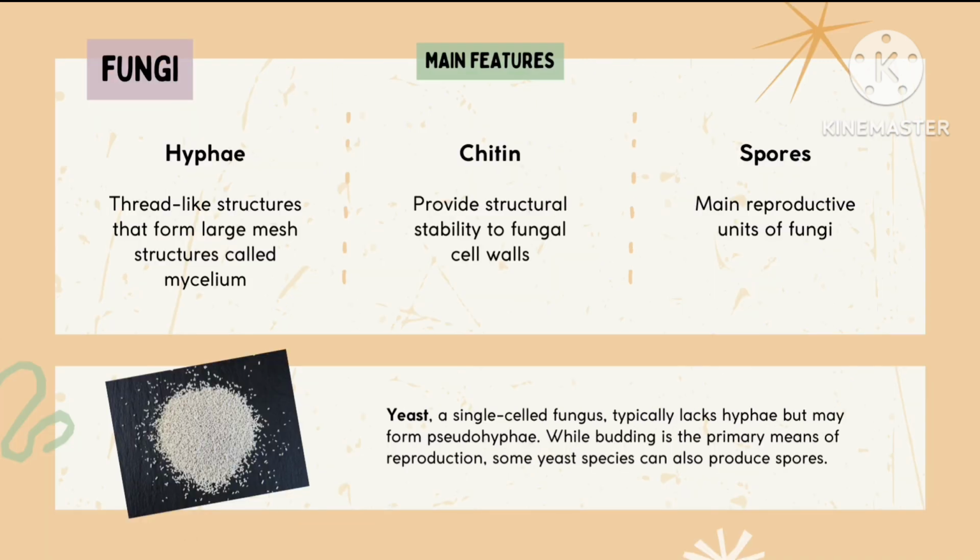Fungi. Hyphae, thread-like structures that form a large mesh structure called mycelium. Main features: chitin provides structural stability to fungal cell walls. Spores, main reproductive units of fungi. Yeast, a single-celled fungus, typically lacks hyphae but may form pseudohyphae, while budding is the primary means of reproduction. Some yeast species can also produce spores.